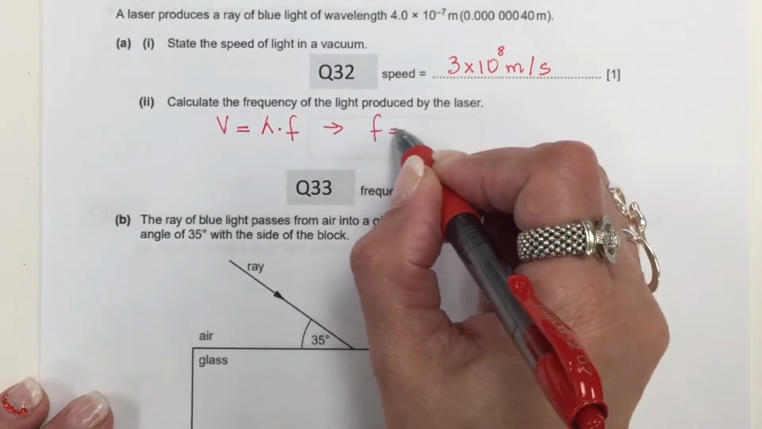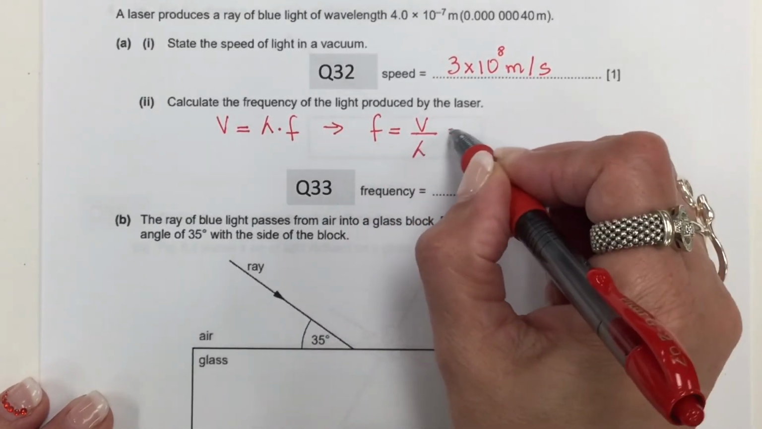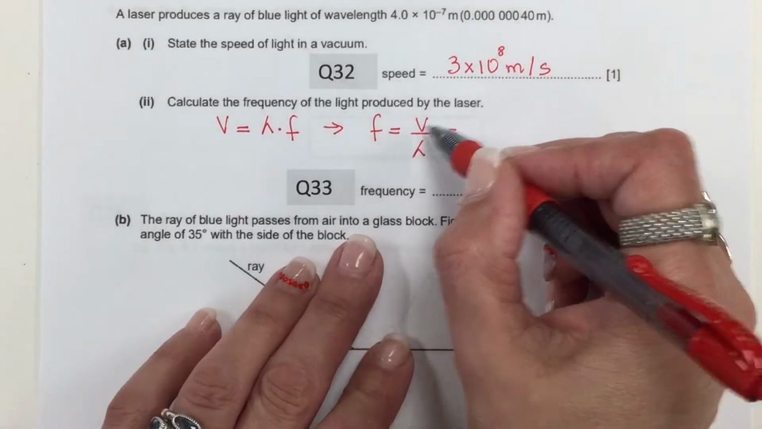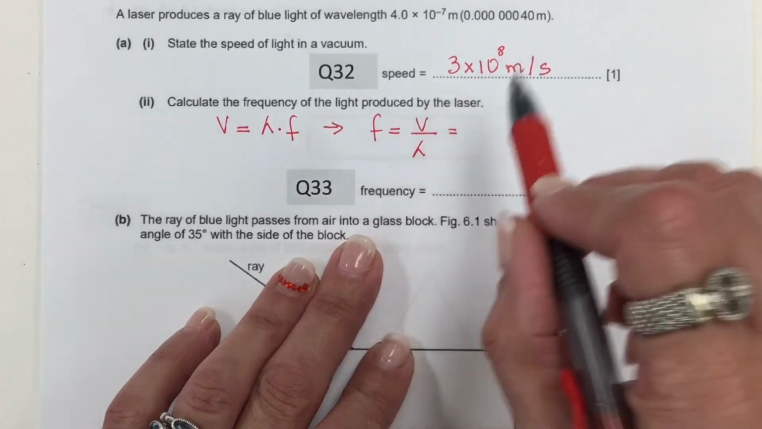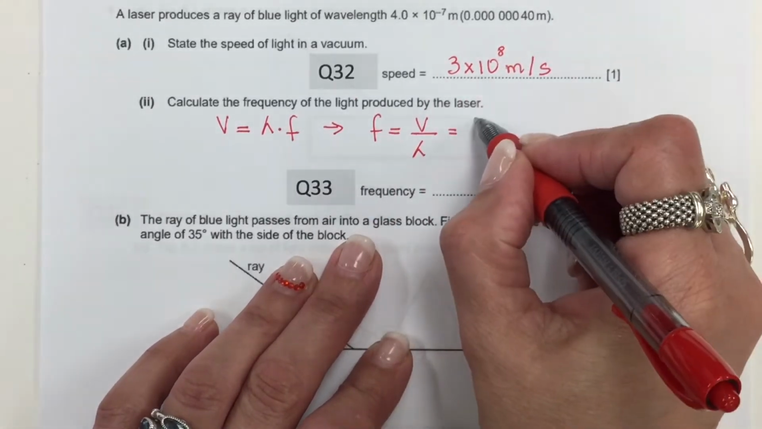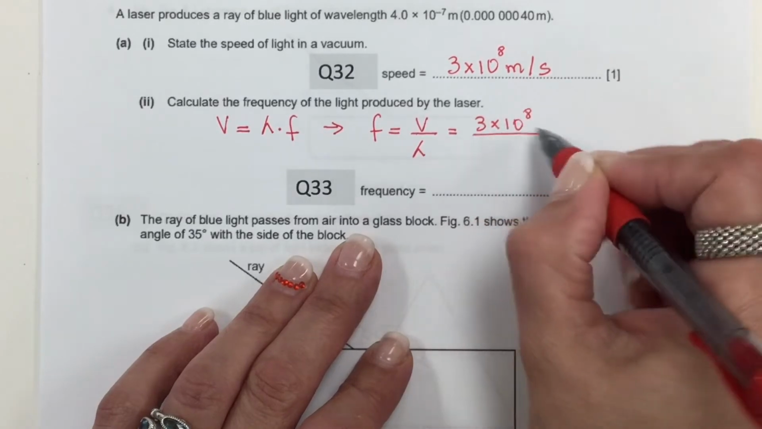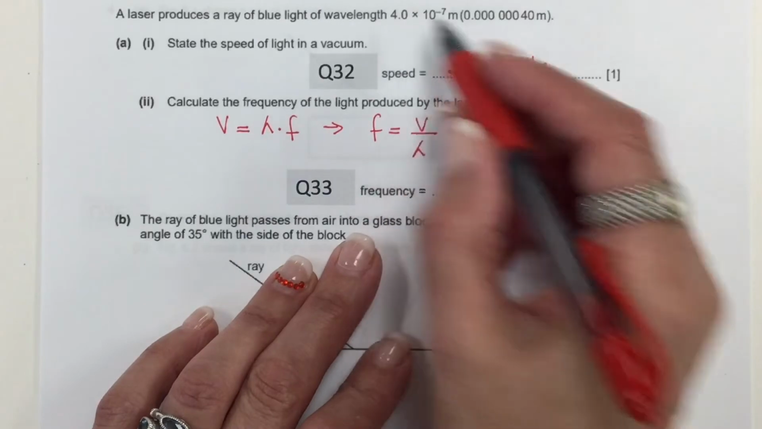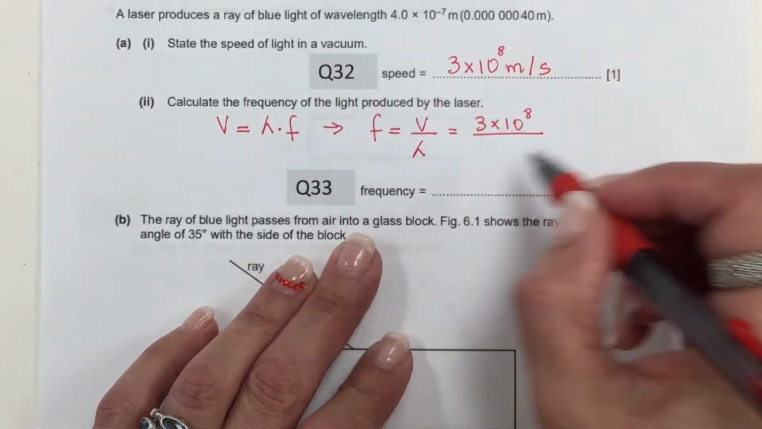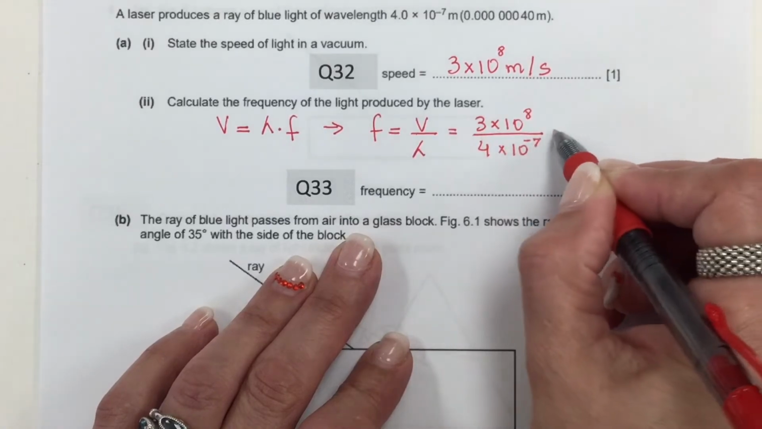So let me rearrange this formula, speed over wavelength. Now, the speed is this one right here. Why? Because light travels with the speed of light. There we go. So that is 3 times 10 to the 8. And the wavelength was given at the beginning of this problem. So 4 times 10 to the minus 7.